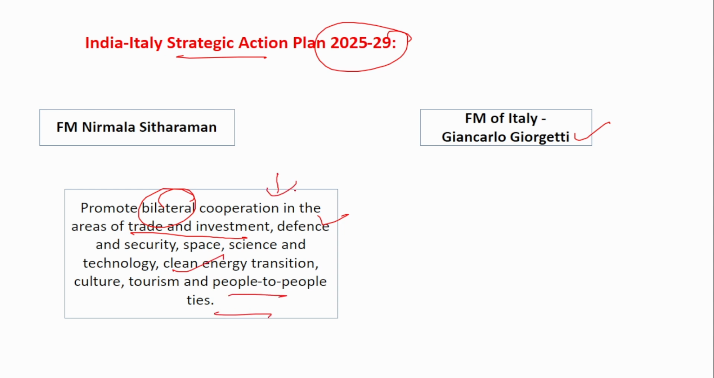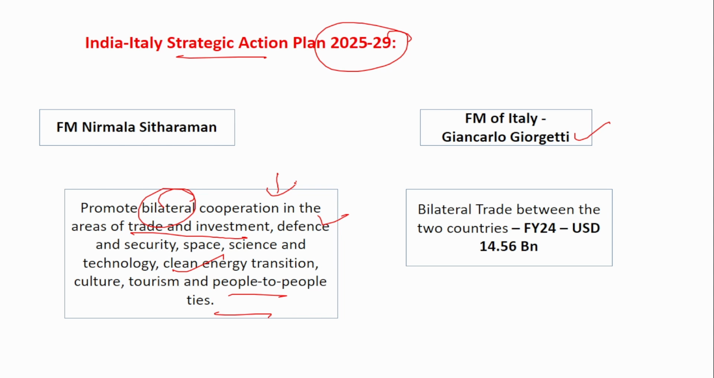So all this was discussed, and one important data that you have to remember here is that the bilateral trade between these two countries in financial year 24 has reached 14.56 billion. This is the thing that you have to remember. This is not very generic in nature. But this 14.56 billion, you have to remember, it is a very important data. This is the total trade between these two countries in financial year 24.